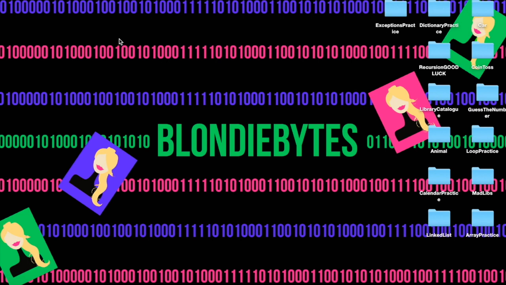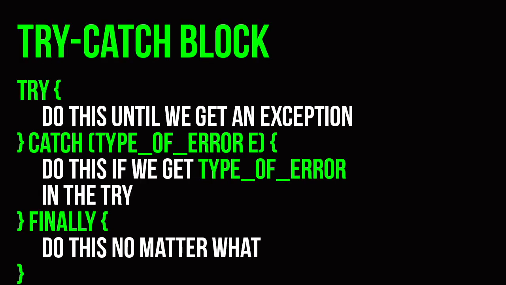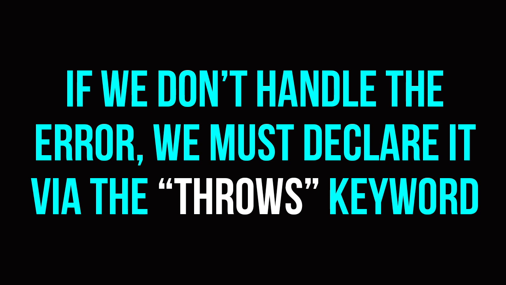Hey guys, welcome back to day 17, and today we're going to be talking more about exceptions. Last time we talked about how you can use a try-catch block to handle an exception, but what if a method doesn't handle an exception? Well, that means the method must declare it using this thing called the throws keyword.